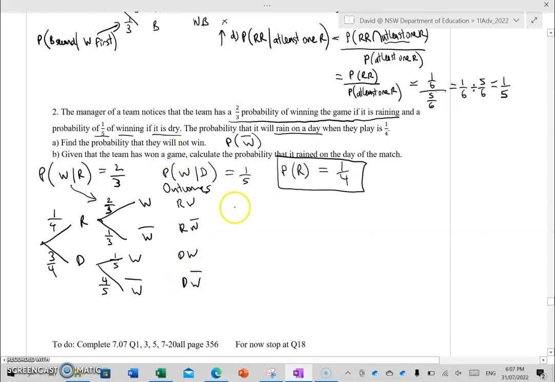Okay, we want to work out the probability of not winning. So there's 2 ways to not win. You can either rain and not win, or it'd be dry and not win. So I'm going to add those 2 probabilities, and that'll be the answer.